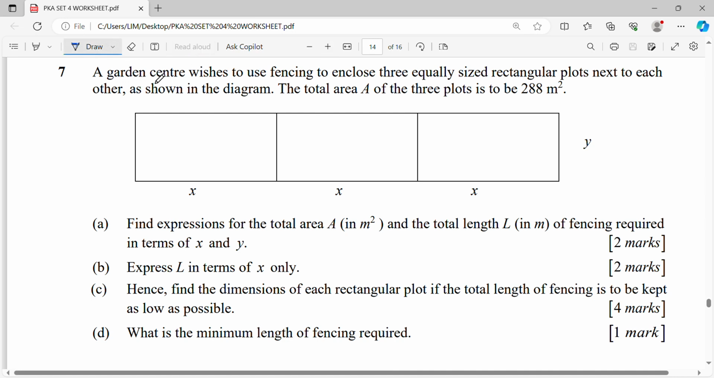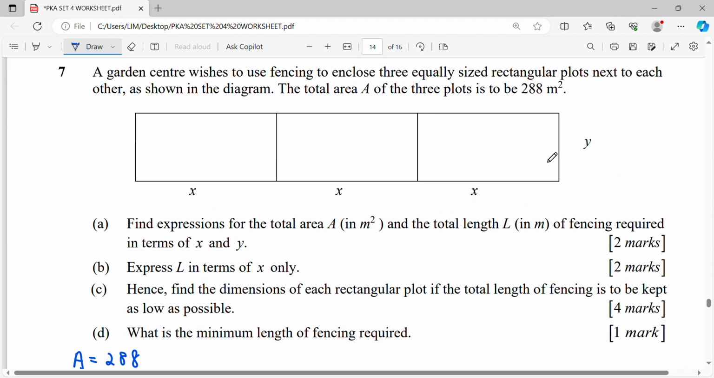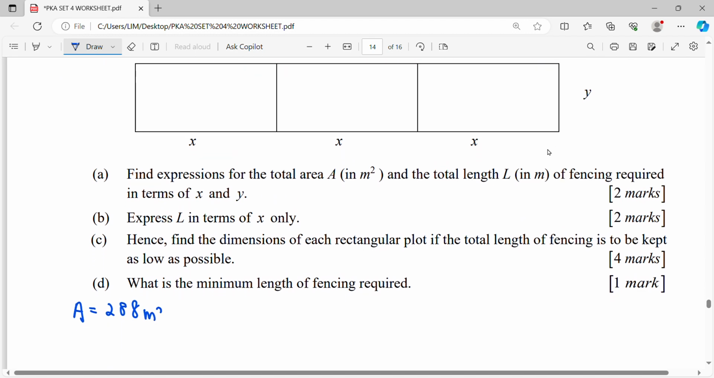A garden center wishes to use fencing to enclose three equally sized rectangular plots next to each other, as shown in the diagram. The total area of these three plots is to be 288. So the first information is your area is constant. Your area here is constant, which is 288 meter square. So this is x times y.